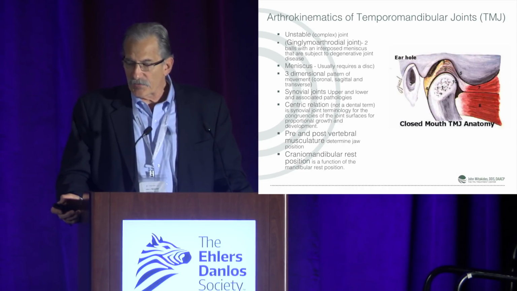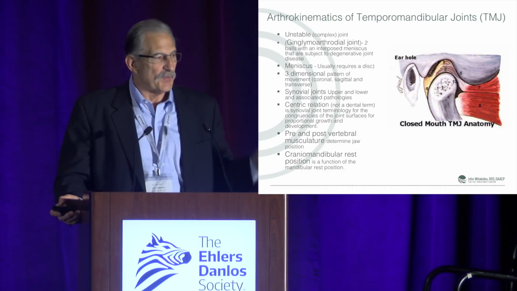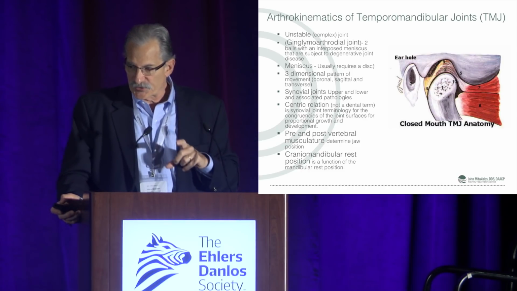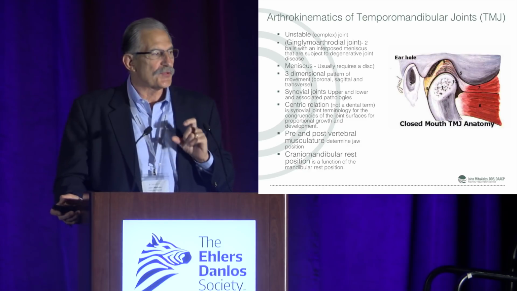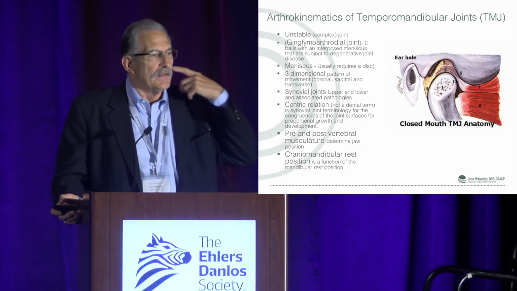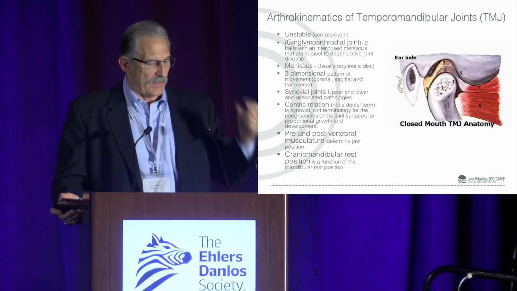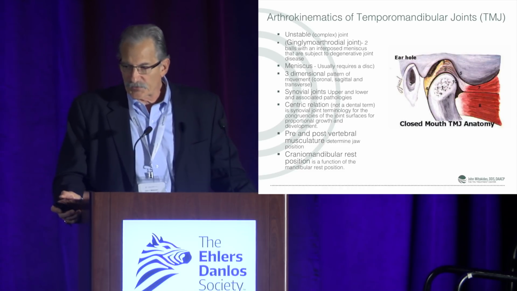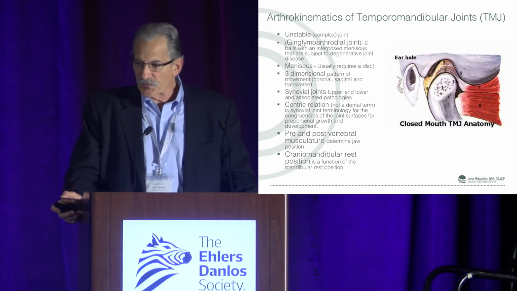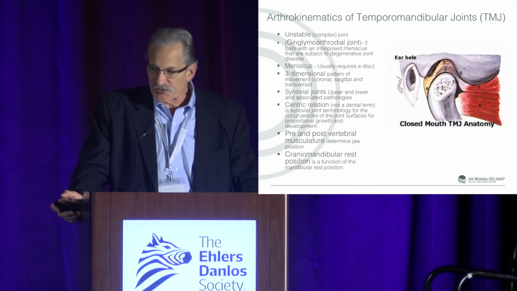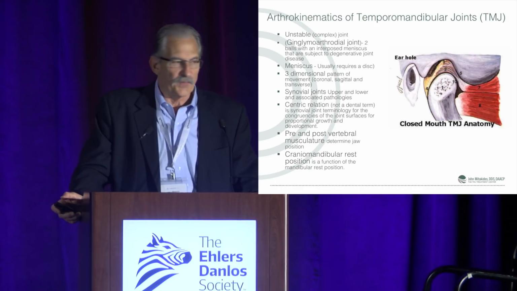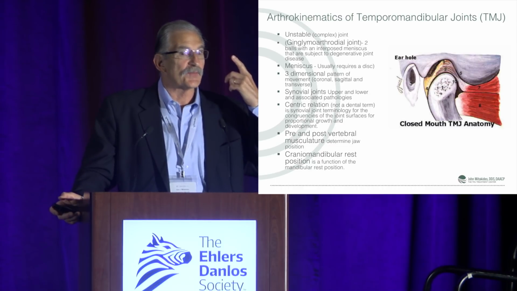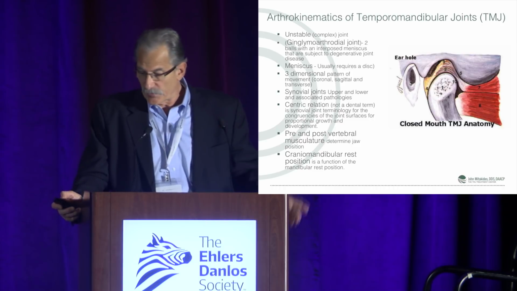So the one thing that we're actually going to talk about that probably is the most pertinent thing on this slide is that the pre- and post-vertebral musculature determine the jaw position. In other words, where the muscles in your neck are, will determine your jaw position. Also, the craniomandibular rest position is a function of the mandibular rest position. So in other words, where the jaw is determines where the head is, and where the head is determines where the jaw is. It works back and forth.